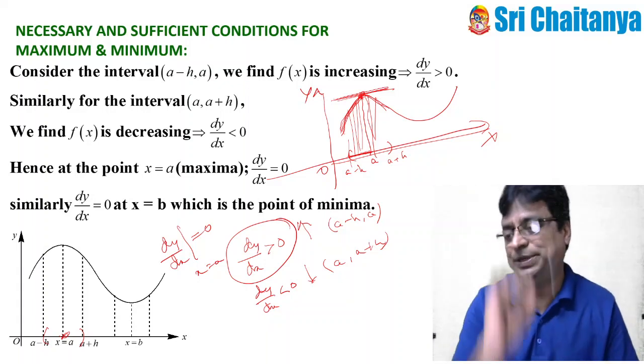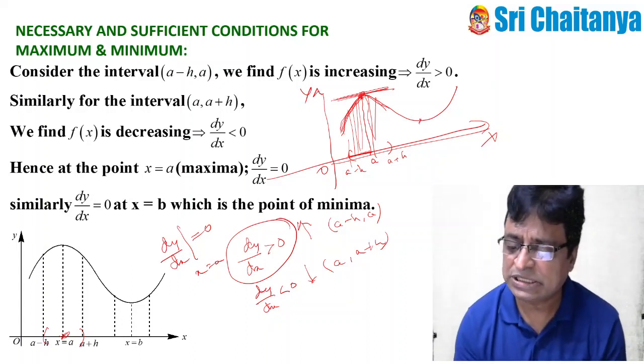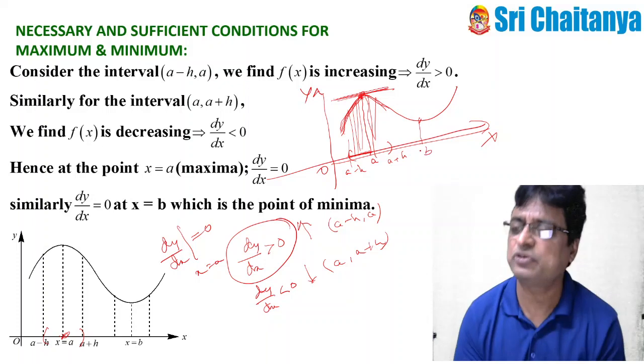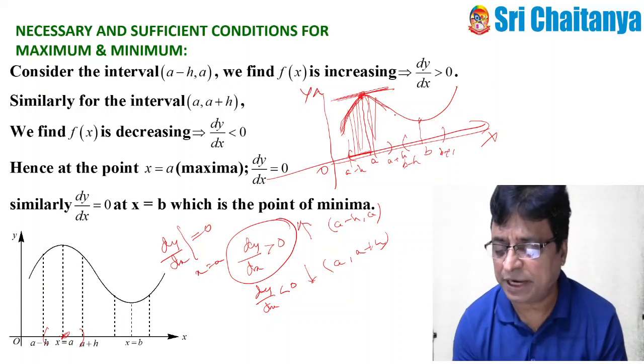X-axis. That is the beauty. The same thing happens even for minimum also. Suppose this is B, and this is the neighborhood of B: B minus h and B plus h. See what happens. Try to understand the behavior.